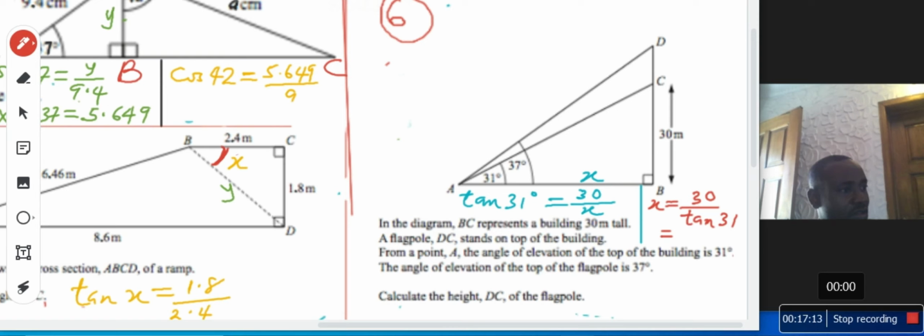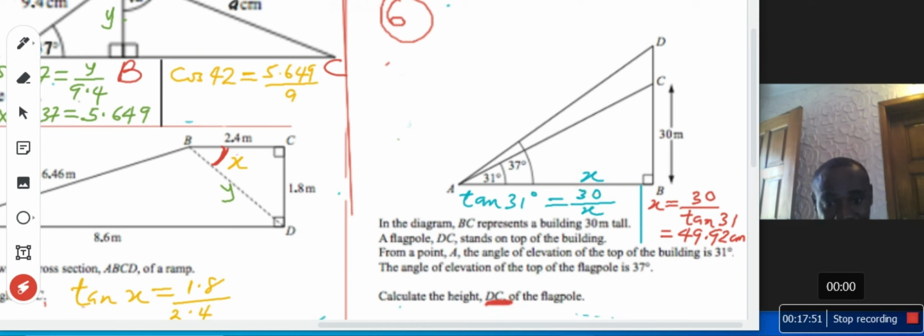30 over tan 31. You approximated too much. What I will ask you to do is just do 30 divided by tan 31, close the bracket, and you get your answer: 49.92, so that you don't over approximate, because that's not the final answer. 49.92 centimeters or whatever. But that's not what we are asked to find.